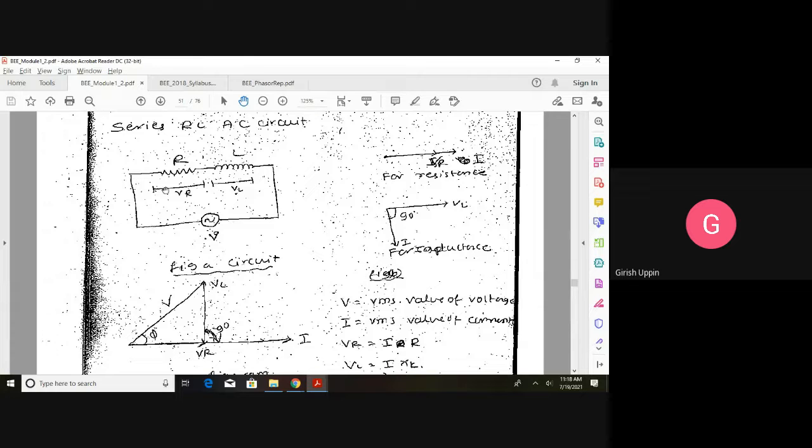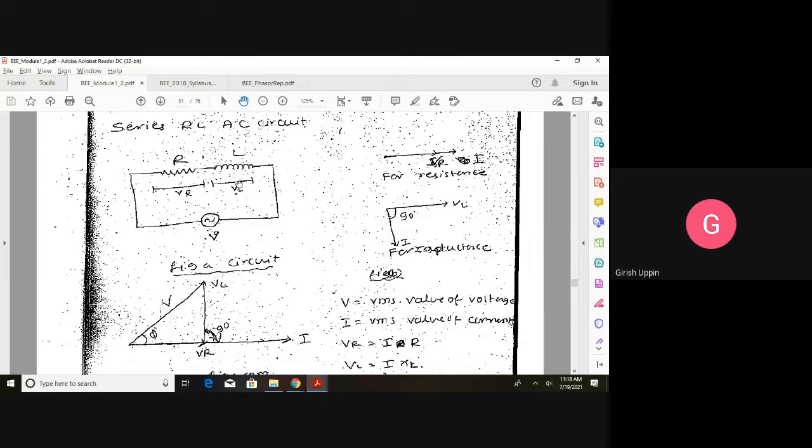Same current I will flow in R, same current I will flow in the inductor. Now in case of a pure resistance, we know the relation between the voltage VR and the current. What is that? Both are in phase. So if I draw the phasor diagram, let us say I is the RMS value of the current, VR is the RMS value of the voltage across the resistor. I have this as VR and this as I. Both are in phase, both are in the same line for resistance.